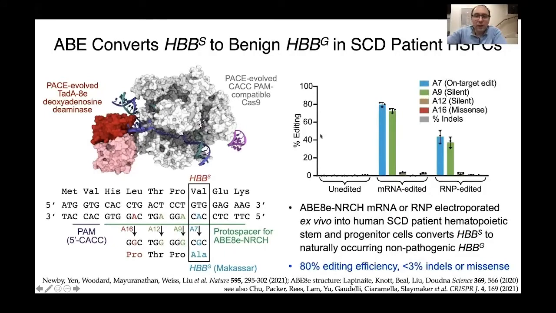We electroporated this editor as an mRNA or RNP into hematopoietic stem and progenitor cells from sickle cell patients, and we reached up to 80% editing of the sickle cell mutation. We saw no editing at position 16 that would lead to non-synonymous editing outcomes. It would be indicated by a red bar here. And we saw less than 3% of other undesired outcomes like indels.